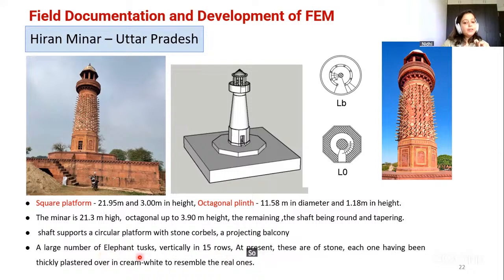There were elephant tusks arranged vertically, about 15 rows of elephant trunks. So this is the structure.